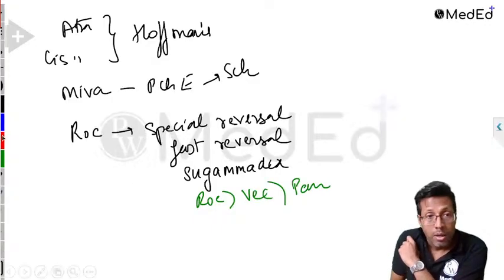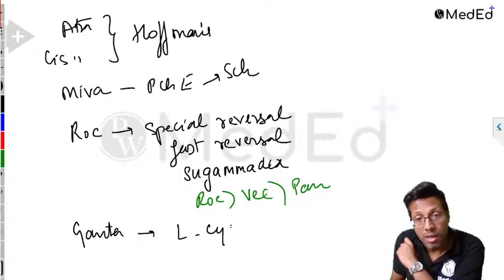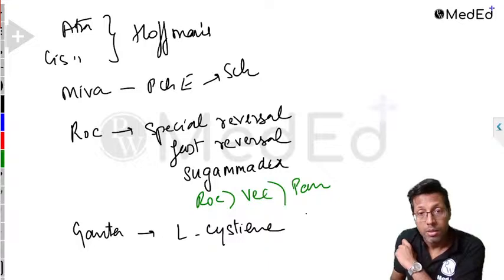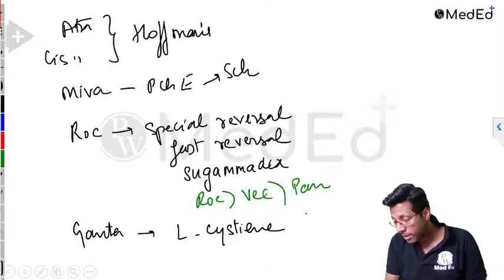All right. Now, the last point is, remember, here is gantacurium. It's a new drug under research for which the reversal agent is supposed to be L-cysteine amino acid. Still under research. Ultra short acting, right?